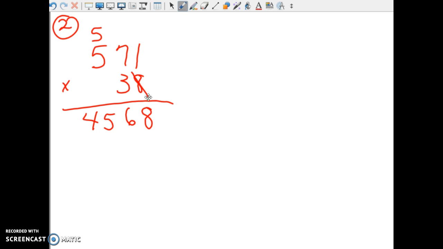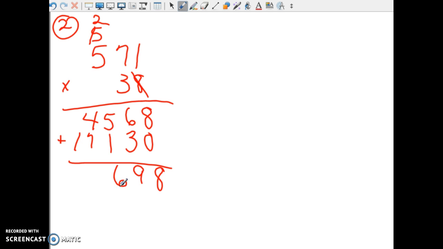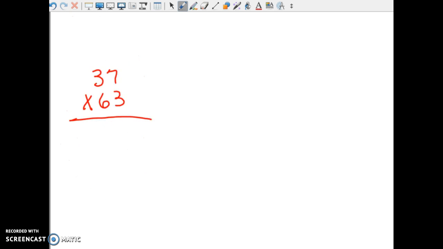Okay? So now we're multiplying by the number in the tens place. So we're going to put our 0 here, or our x, whichever you choose. And then we're going to take our 3 times the number in the ones place, which is 3. And 3 times 7 in the tens place, which is 21. And 3 times 5 is 15, plus 2 more is 17. So when I add those partial products, you should get 21,698.